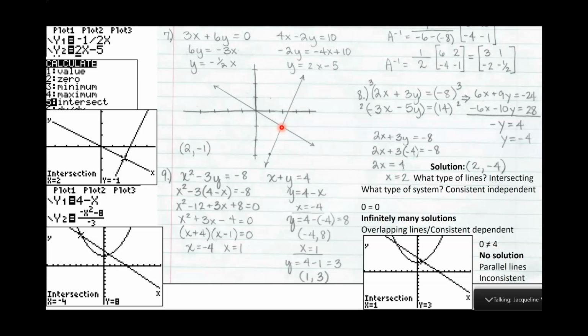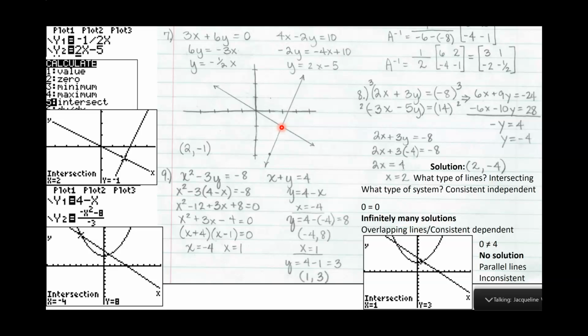So 6x and negative 6x would be 0x. So that eliminated. It dropped out like we wanted, right? And then positive 9 and negative 10 would be negative 1, so negative 1y. And then negative 24 and 28 gives us 4. So if negative y equals 4, then what do I need to do to get y? Inverse. Okay. Reverse the sign. Yeah, so divide by negative 1 or reverse the sign. So I'm going to have y equals negative 4.